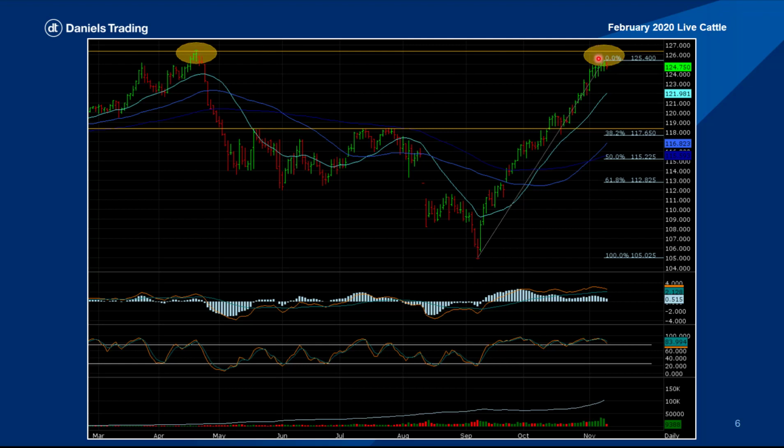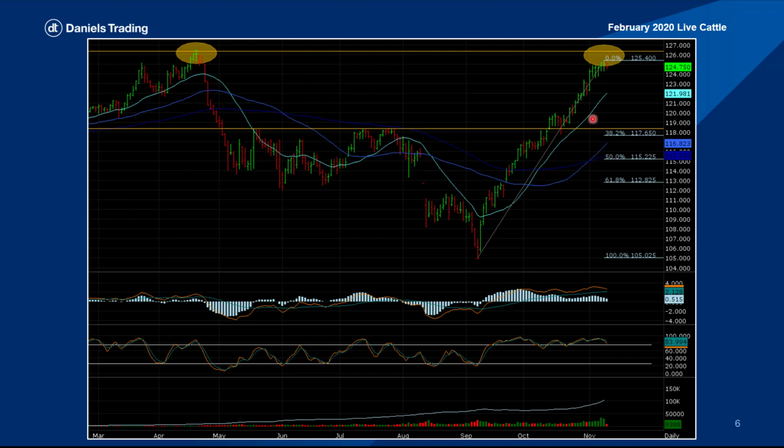So we're looking for a reversal. You can see how parabolic this market has been. You can run a trend line up here on either side. And a 50% Fibonacci retracement of the sell-off brings it down to 115.22.5. That's a good 10 points from where the market's trading.